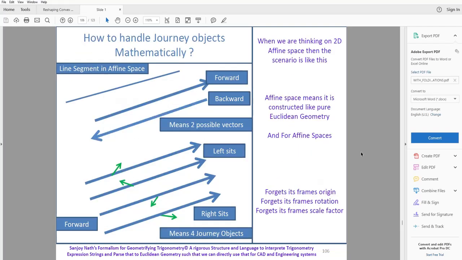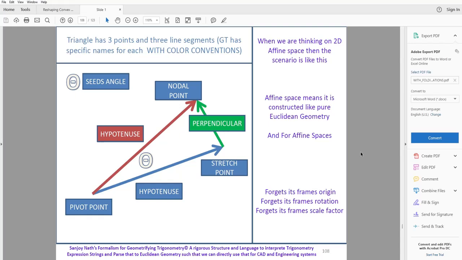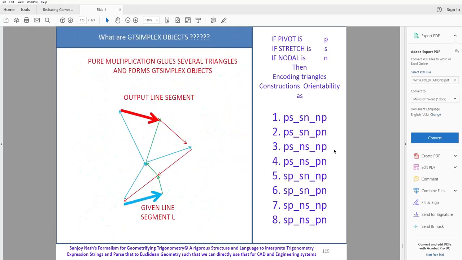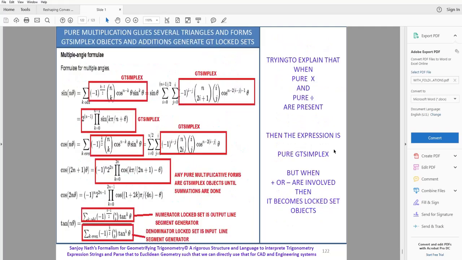These are the journey objects demonstrated here, which we have been talking about for a long time in this video. When we think about these pivot points, stretch points and nodal points, hypotenuse, base and perpendiculars are discussed here, and the GT simplexes, orientations and locked sets are there. In this way, when pure multiplications are there, this part is the GT simplexes, and when addition is done, it becomes a locked set.